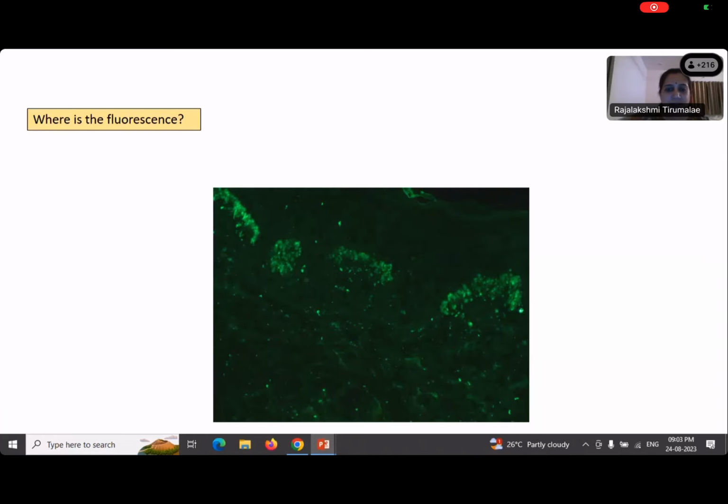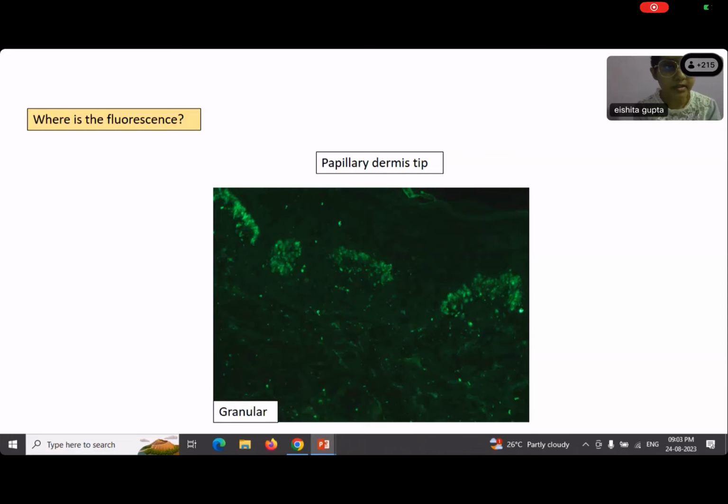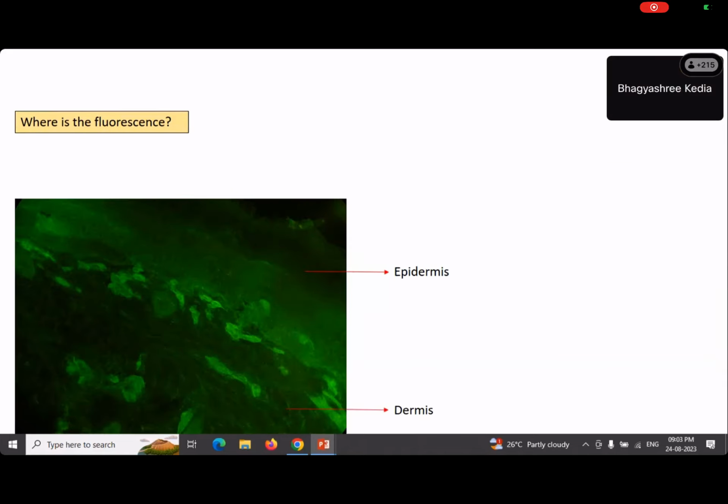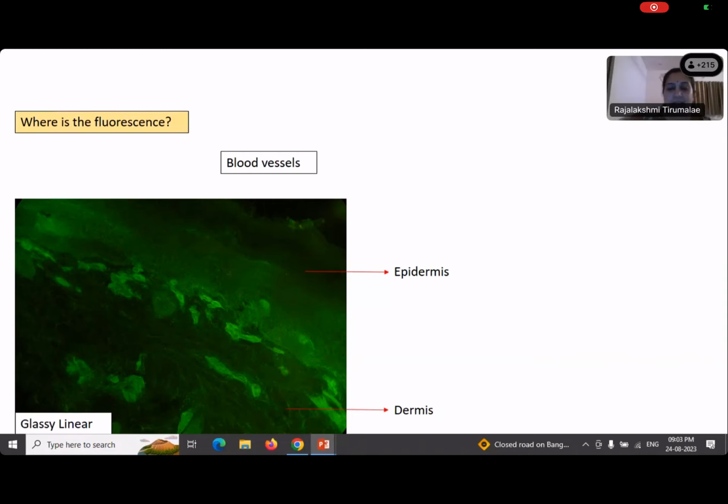Next, where is the fluorescence? This is another pattern. Where is this? Is it in the epidermis or the dermis? It's in the dermis. Dermis, ma'am. It is in the dermis. Which part of the dermis? It's in the tips of the dermis. Right? So these are the different patterns that you see. This is a granular pattern at the tip of the papillae. Right? Now here, what are you seeing? It's also in the vessels, isn't it? You're also seeing fluorescence. This is the glassy linear pattern in the vessels.